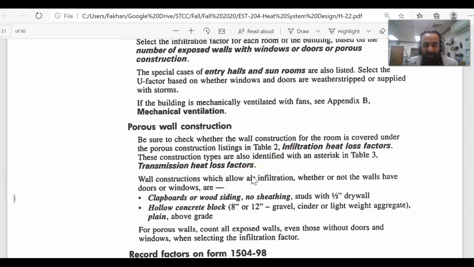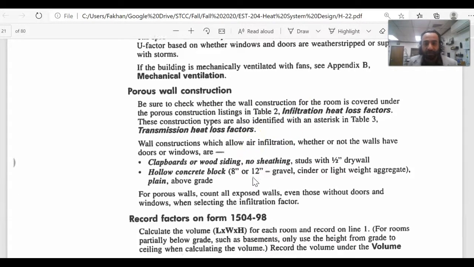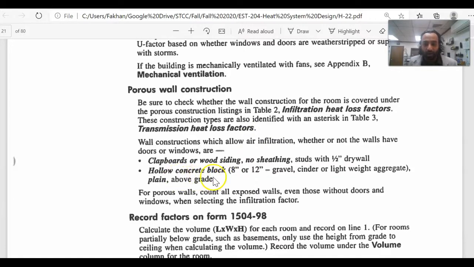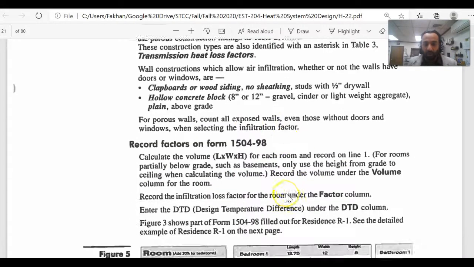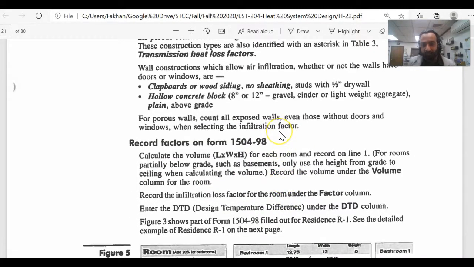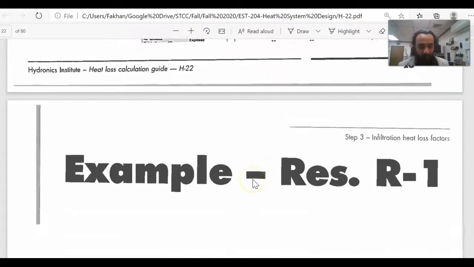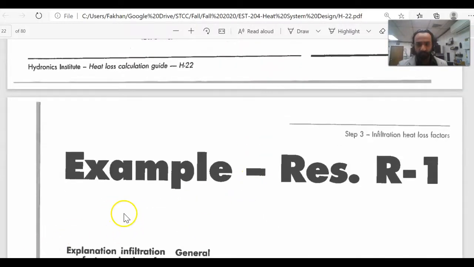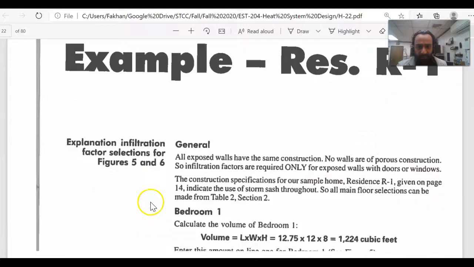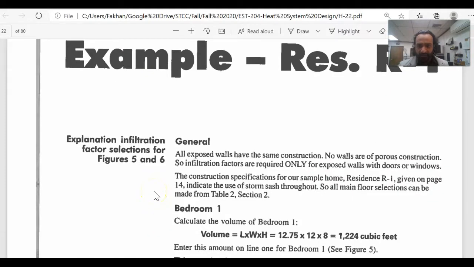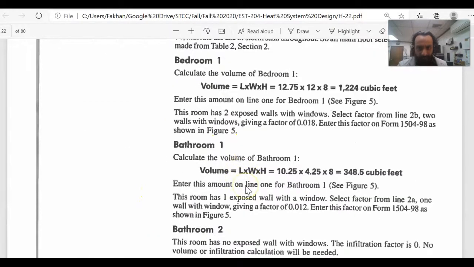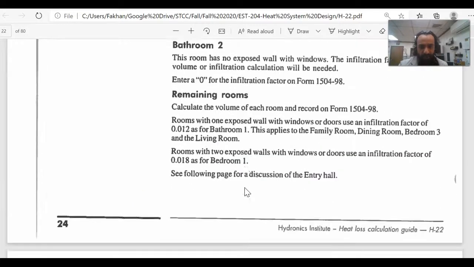Some walls are very porous, like if it's a log cabin or something like that, or hollow concrete walls. They are very porous, and you get a lot of infiltration going through them. So that's something you have to pay attention to. Okay, so record the factor and dimensions over here. Now looking at the example again, infiltration, still for each room.